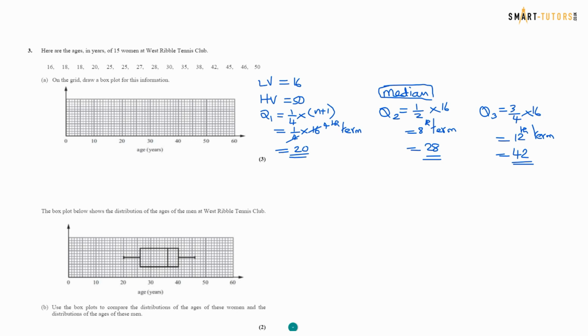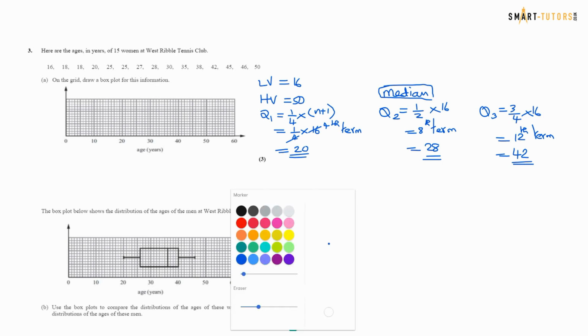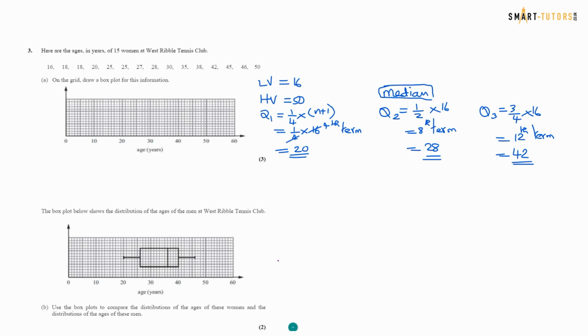Right, now we have all the information. So I'm going to change the color to purple and draw the box plot. First of all, start with the lowest value, 16. Counting 12, 13, 14, 15, 16, I'm going to draw a line. I'm not doing it neatly, so try again. That is my lowest value, and the highest value is 50, which is halfway through. That is my 50 line.